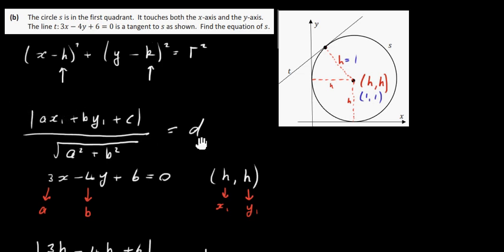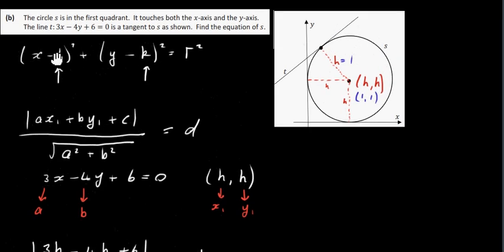So we have everything that we need to find, what were we asked? Find the equation of the circle S. So we've got to find the equation of this circle S. We have this format here, so the equation of the circle is just going to be x minus 1 squared plus y minus 1 squared is equal to 1 squared, which is 1.